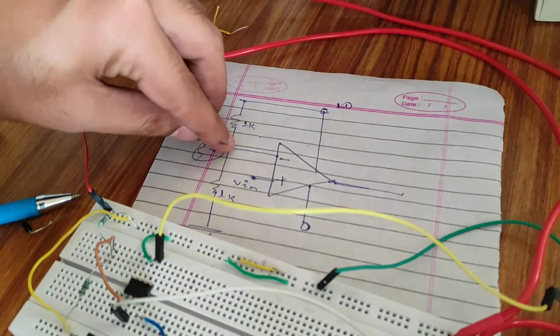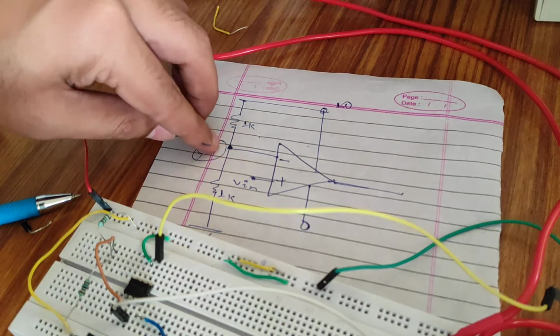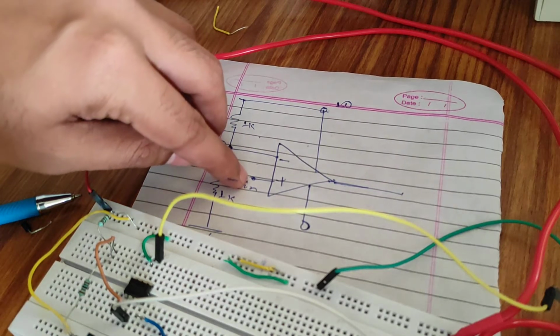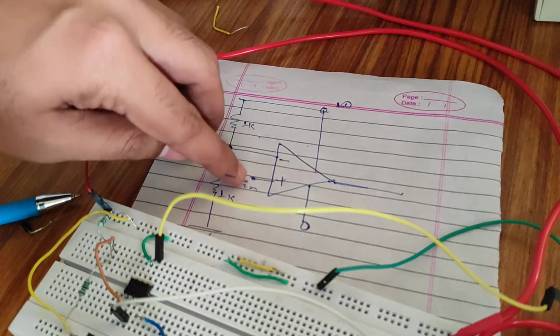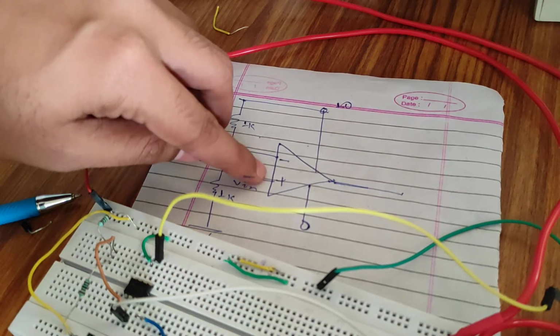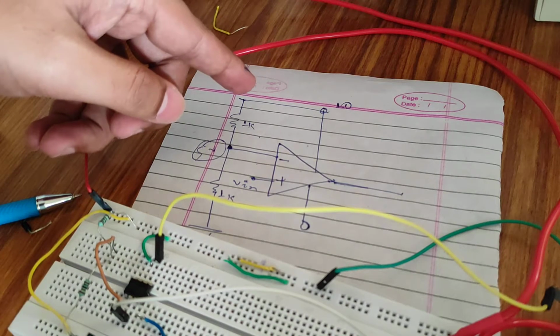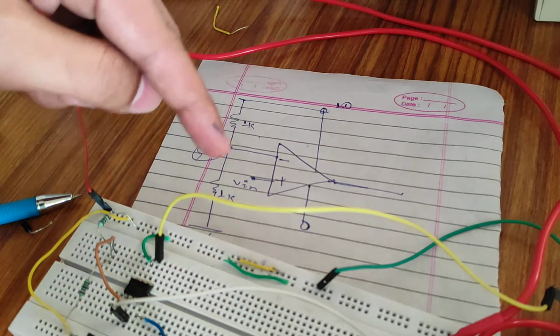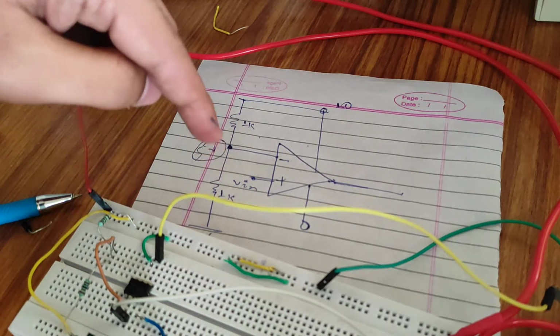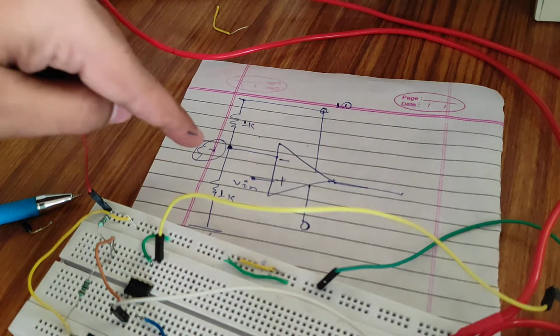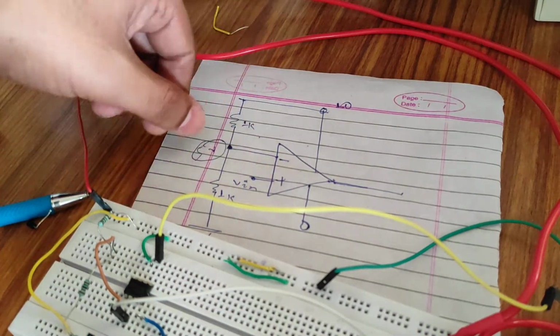Now what I have done, I have set the negative terminal at 5 volt. If I supply a voltage greater than 5 volt, then it will shift to plus V set, and if it goes lesser than 5 volt, then it is going to get minus V set, because I have set this terminal to be 5 volt.